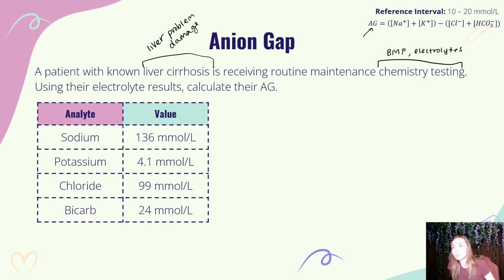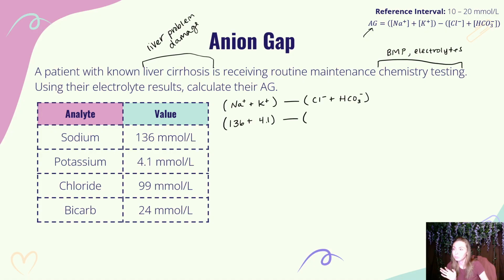Using their electrolyte results, calculate their AG. So we're just going to take our formula from up in the top corner, which is going to be the sum of our positives, and we're going to subtract the sum of our negatives. So in this case, that would be 136 plus 4.1 minus 99 plus 24. Real quick, we can verify that our sodium and our chloride are trending together.